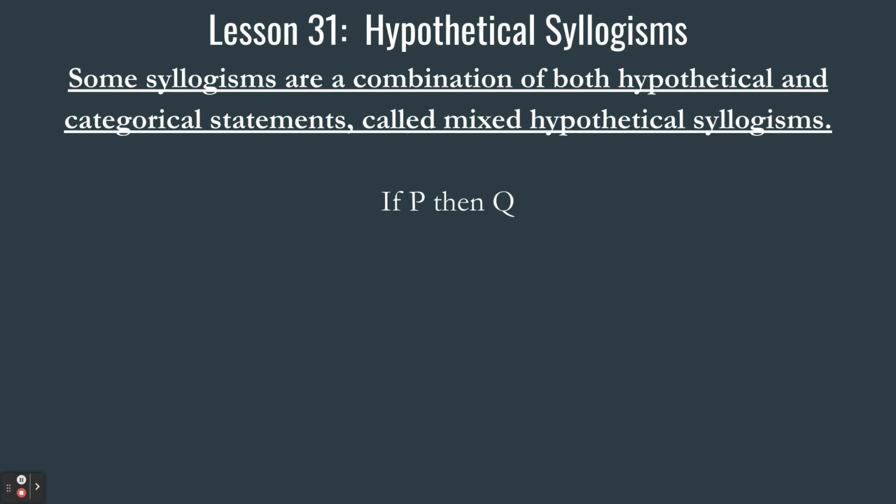So some syllogisms, though, and this is what we'll spend the rest of our time on, are a combination of hypothetical and categorical statements. They are called mixed hypothetical syllogisms. Shouldn't be very hard to remember. Pure hypothetical syllogisms are three if-thens. Mixed hypothetical syllogisms have both hypothetical and categorical statements. So pure, three if P then Q's.